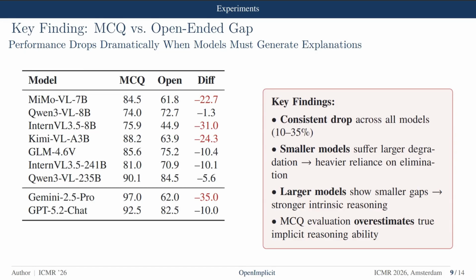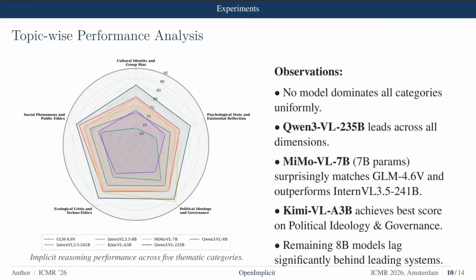We also observe a clear scaling trend. Smaller models suffer significantly larger degradations, suggesting heavier reliance on option elimination. In contrast, larger models like Qwen 3VL 235B show only a 5.6% drop, indicating stronger intrinsic reasoning ability. These findings empirically demonstrate that MCQ-based evaluation can substantially overestimate implicit reasoning performance, and that open-ended evaluation is necessary for faithful measurement. This slide shows the topic-wise performance analysis across 5 implicit reasoning categories.